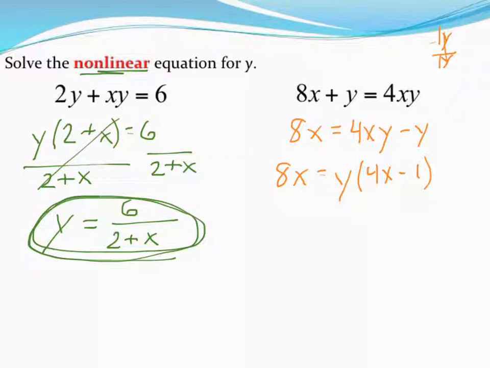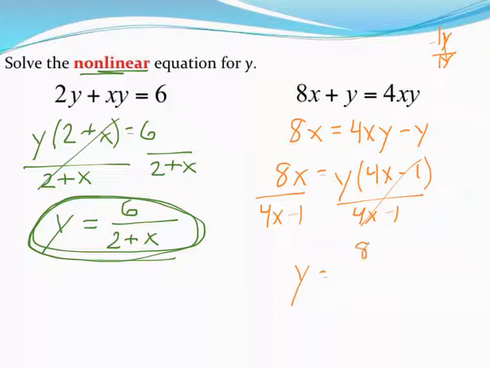Again, you can check by redistributing the y. You should end up with what you started with up above. Y times negative 1 is negative y. So I know I've done that correctly. At this point again, I've got y times a single quantity, so to finish this, I'm going to divide both sides by that same quantity, 4x minus 1, and those will cross out. I'm going to put the y in front.